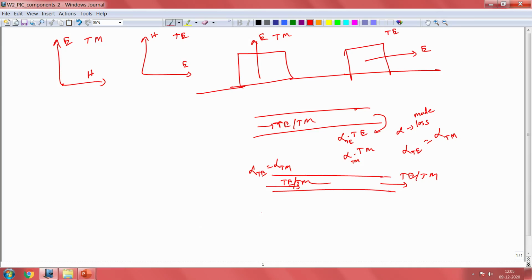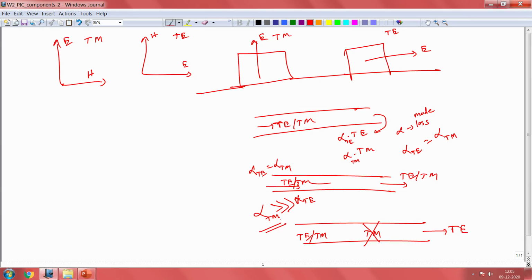But then if I take a scenario where alpha of TM is much greater than alpha for TE, then my input is TE and TM, but only TE would survive. TM would be lost inside. So, this is what polarizers do. They just kill one of the polarizations by creating a higher loss for it. So, this is the concept: you increase the loss for one of the polarizations.